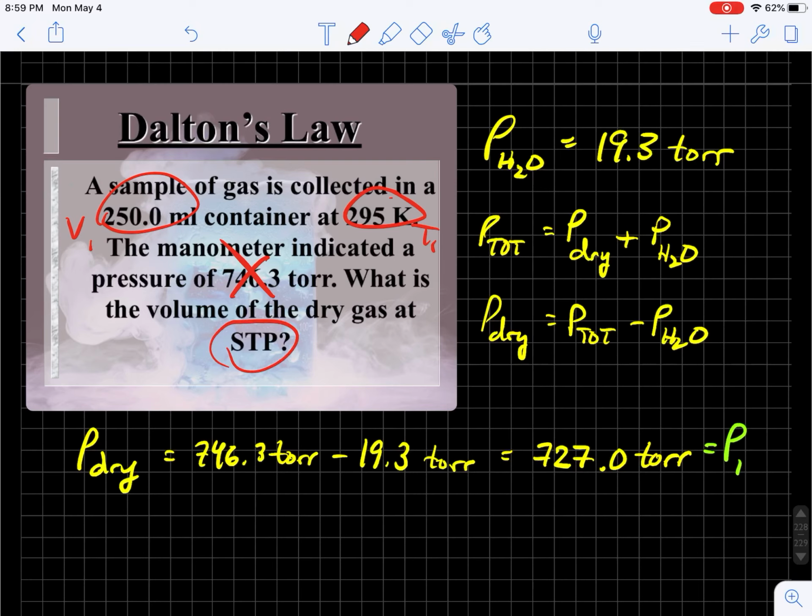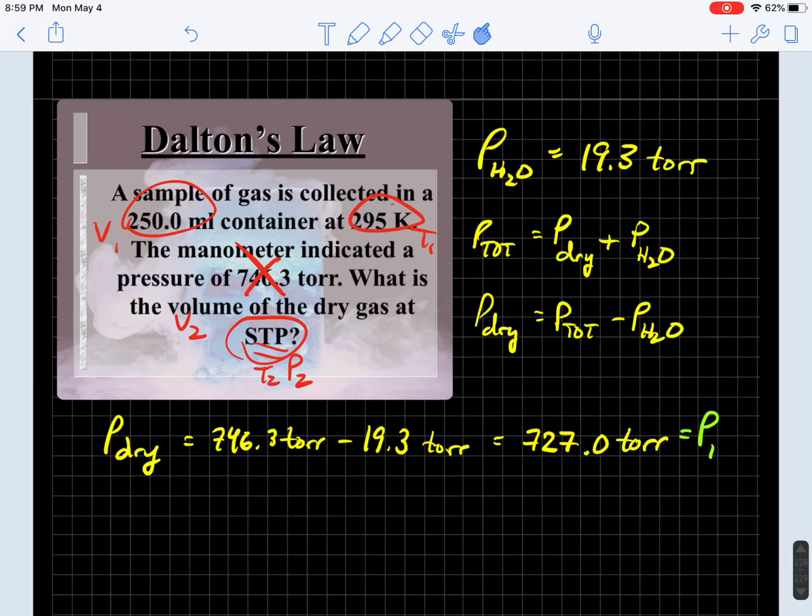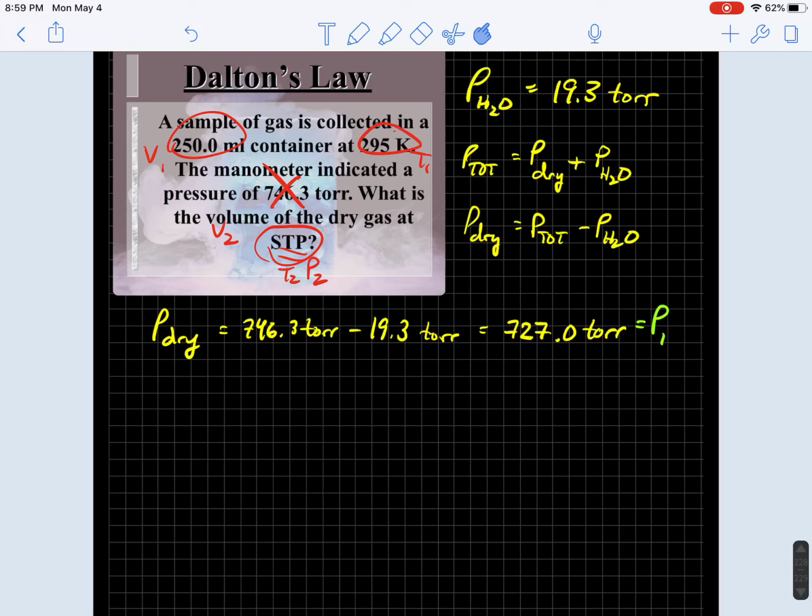Here's our T1. And if they're asking us to solve for a new volume, and our new volume is V2, and STP, that means new temperature, T2, new pressure, P2, STP conditions. So this is just another combined gas law problem at that point. So we're going to solve it as such. All right, so we'll go P1, which is actually pressure of the dry gas, V1 over T1 equals P2 V2 over T2. Remember, our P2 and our T2 are our STP conditions. Let's solve for V2.